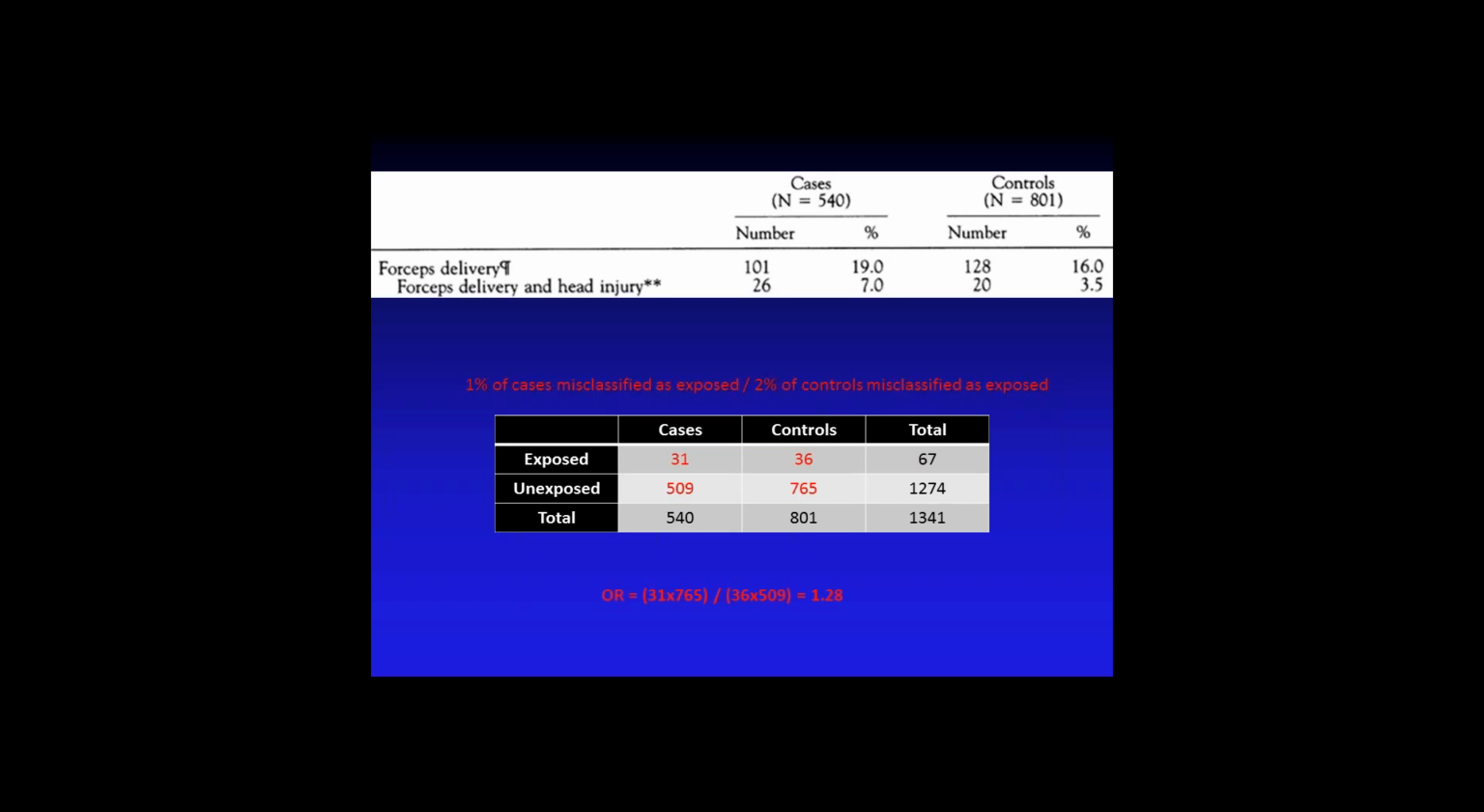The children had the forceps delivery and head injury. And so we recalculate this odds ratio, and we get 31 times 765 divided by 36 times 509. And so we end up with an odds ratio of 1.28 compared to what we calculated before. Remember, it was 1.98. With non-differential misclassification, the association went down to 1.28. With non-differential misclassification, your association always goes towards the null. Always, always, always. If the probability of information bias is the same between the cases and the controls, this means that your association measure is an underestimate of the true effect.